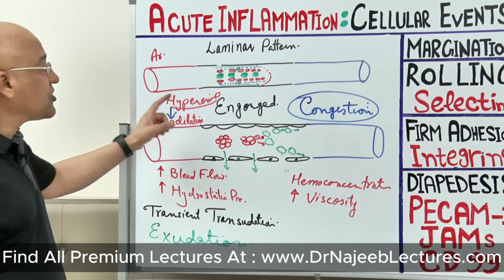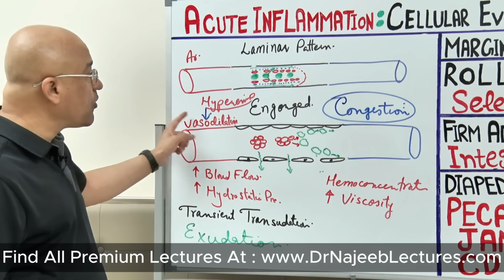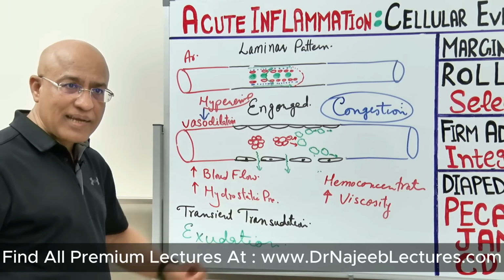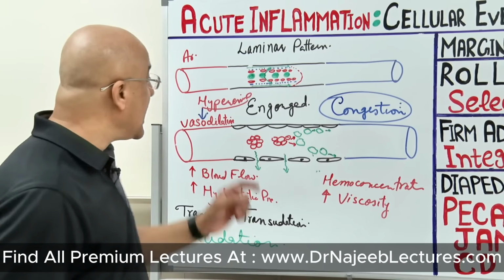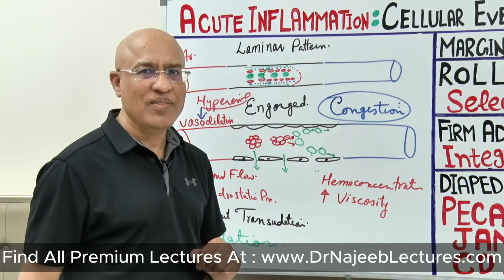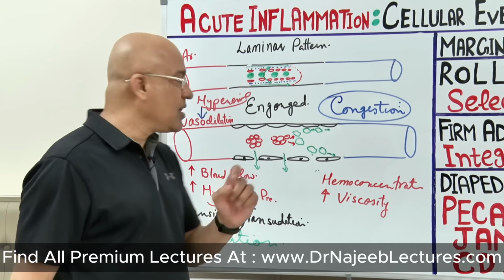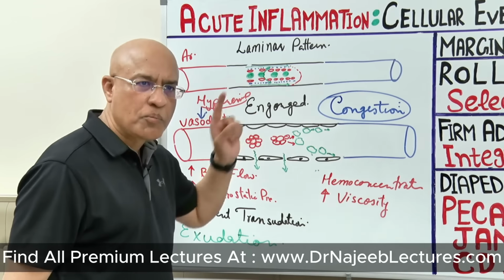Hyperemia is such engorgement of microcirculation where inflow of blood is more. And in inflammation, hyperemia and congestion both occur, right? In the inflamed area, hyperemia and congestion both occur.